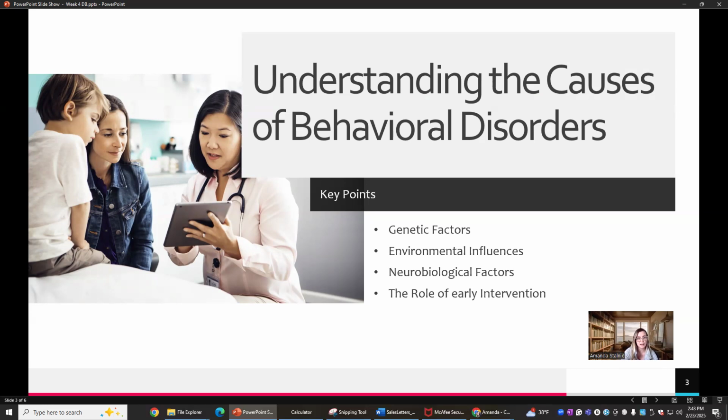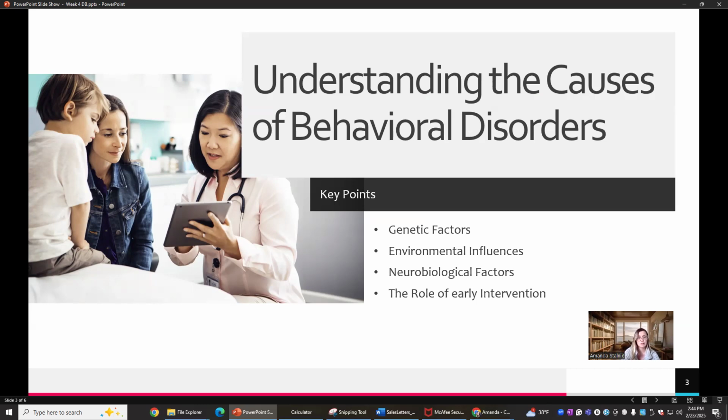Now I want to talk a little bit about neurobiological factors, which refer to the irregularities in the brain structure and functions that are linked to behavioral disorders. For disorders like ADHD, ODD, and ASD, brain imaging studies have shown that differences in brain connectivity play a role in behavior. In ADHD, for example, irregularities in areas of the brain associated with attention and impulse control are commonly observed.